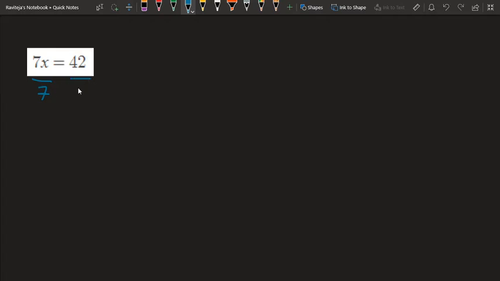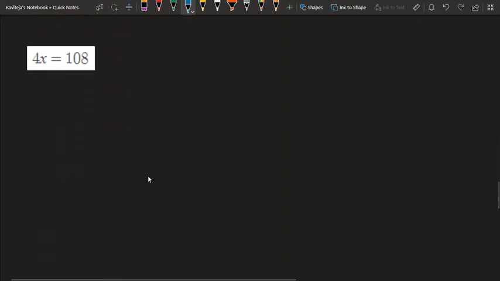Because if you divide 7x by 7, since these two are the same number, the 7 and 7 do cancel out. And then you're left with x isolated on the left side, and then 42 divided by 7 is 6, and then you get x equals 6, which is your answer. So all you want to do is use division to get rid of the number that the x is being multiplied by, to isolate it, and then set it equal to whatever value it is equal to.